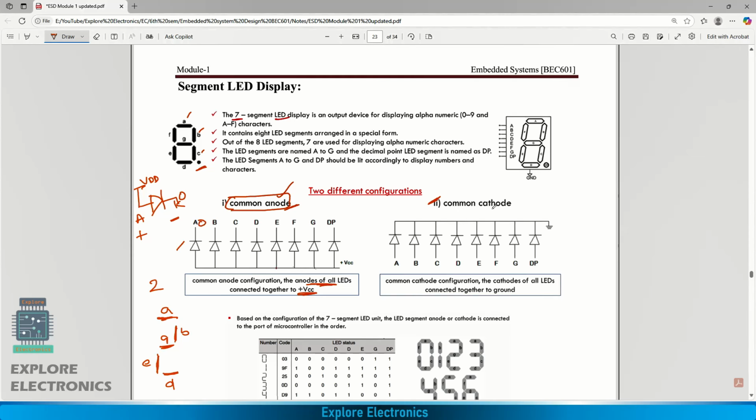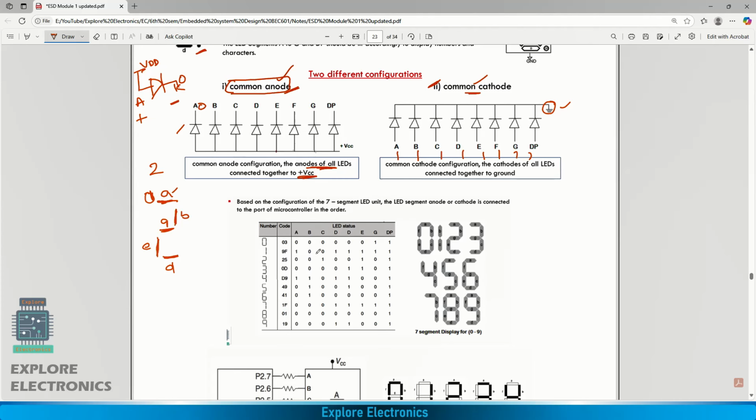Similarly, common cathode is there. In common cathode, the common terminal should always be connected to ground. It is already connected. We need to provide 1 from the anodes to program them. Suppose we want to display A, we need to provide 1 in the common cathode method. In the common anode method, we need to provide 0. That is how it is. There are two types.